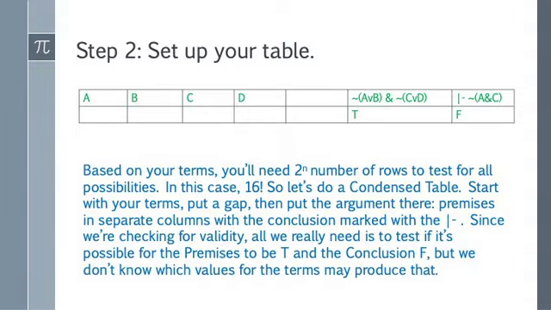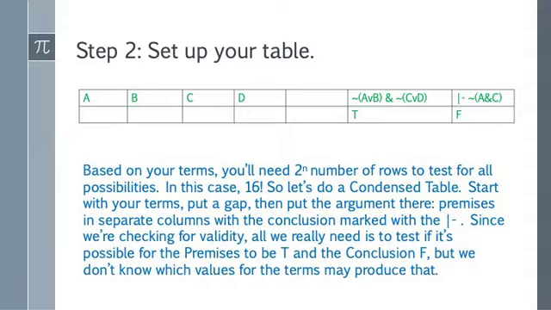So let's just do a condensed table. A condensed table doesn't show every single possible value, but you kind of have to work it backwards, okay? You start with your terms, you put A, B, C, and D, put a gap in your table, and then you put the argument there, right? Your premises and your conclusion. Keep the turnstile with the conclusion to show this is the conclusion. Now, in this case, we only have one premise. It's just a really long one. So that's why we have only one column, and then one column for the conclusion.